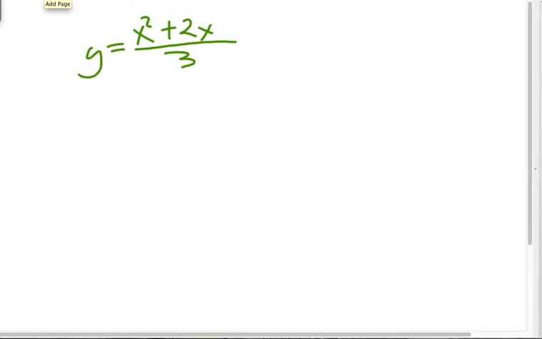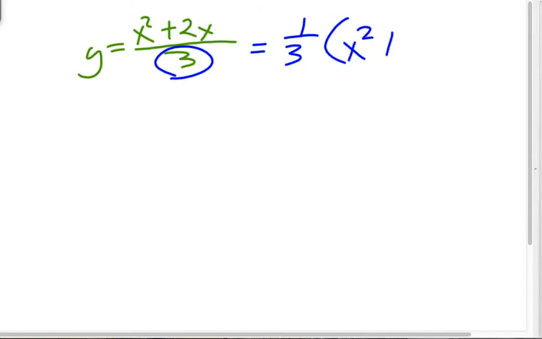All right, now when you take a look at this, first thing is, oh, it's a quotient. No, you don't have an x down here. What I suggest you do is what you have been doing, which is rewrite this thing. That will be 1/3 times x squared plus 2x. All right, and now we want to find the derivative.